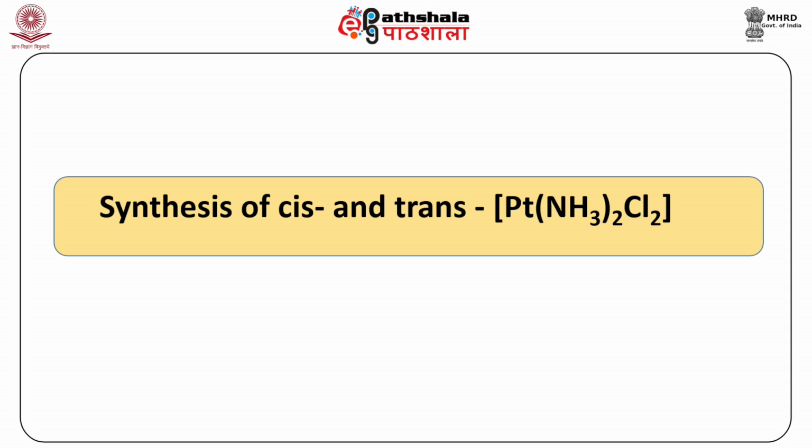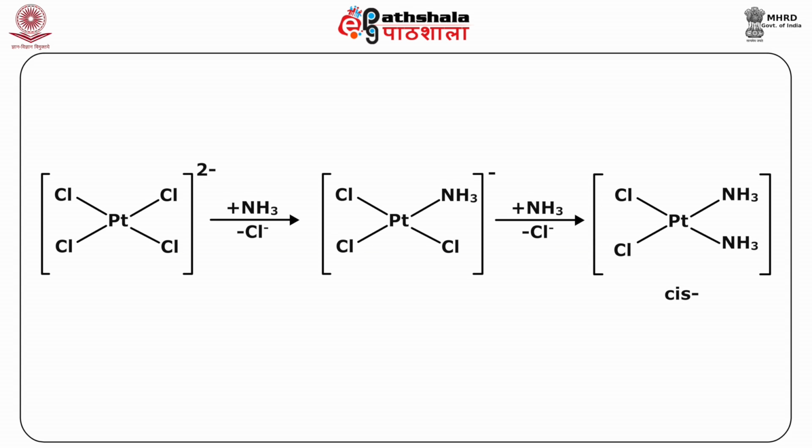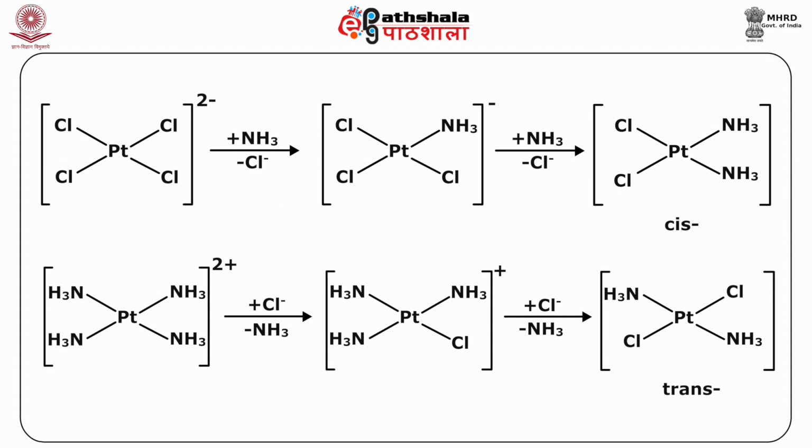If we want to synthesize the cis or trans compound of diammonia dichloroplatinum, it has already been discussed that Cl minus has greater trans directing ability than ammonia. So start with tetrachloroplatinate, ammonia will join to give PtCl3 ammonia, and another unit of ammonia as an entering group forms the cis product. If we start with the tetraammine platinum complex, it will eventually form the trans platinum dichloro diammonia complex.